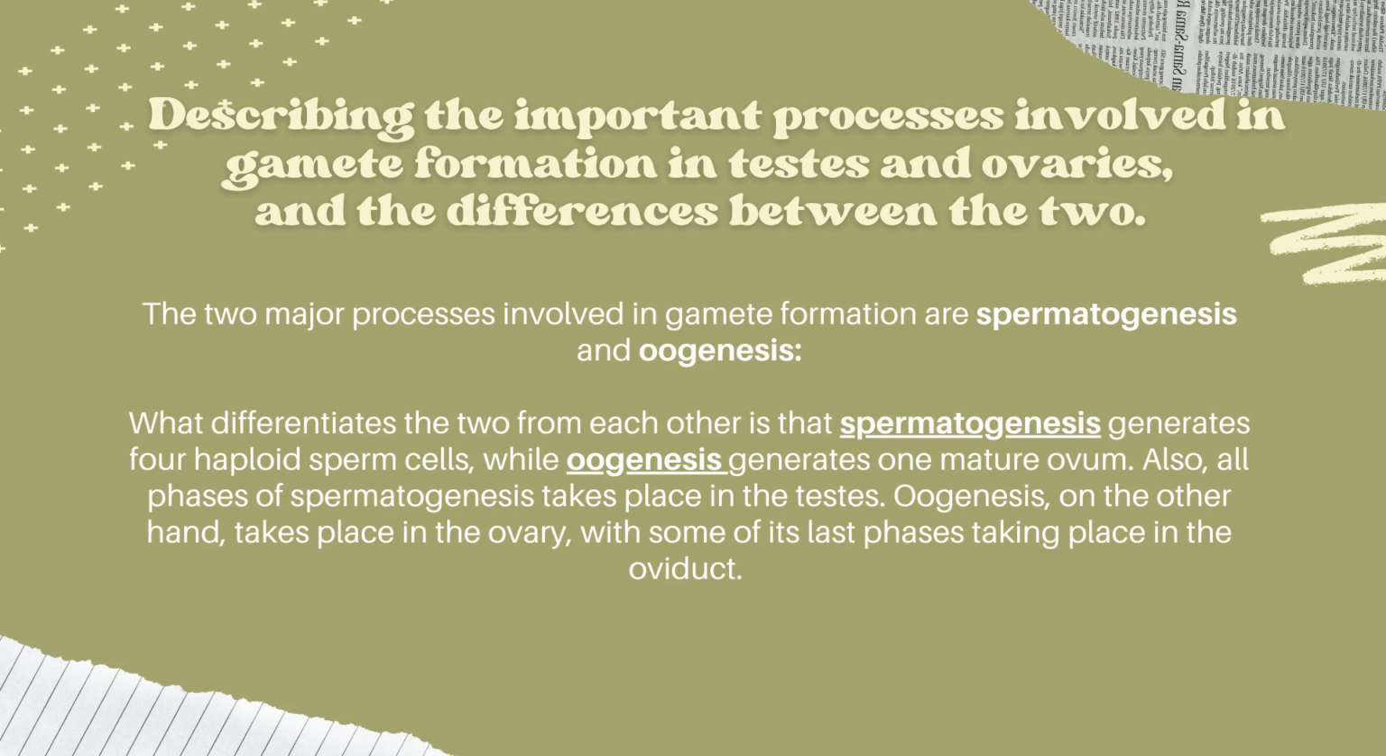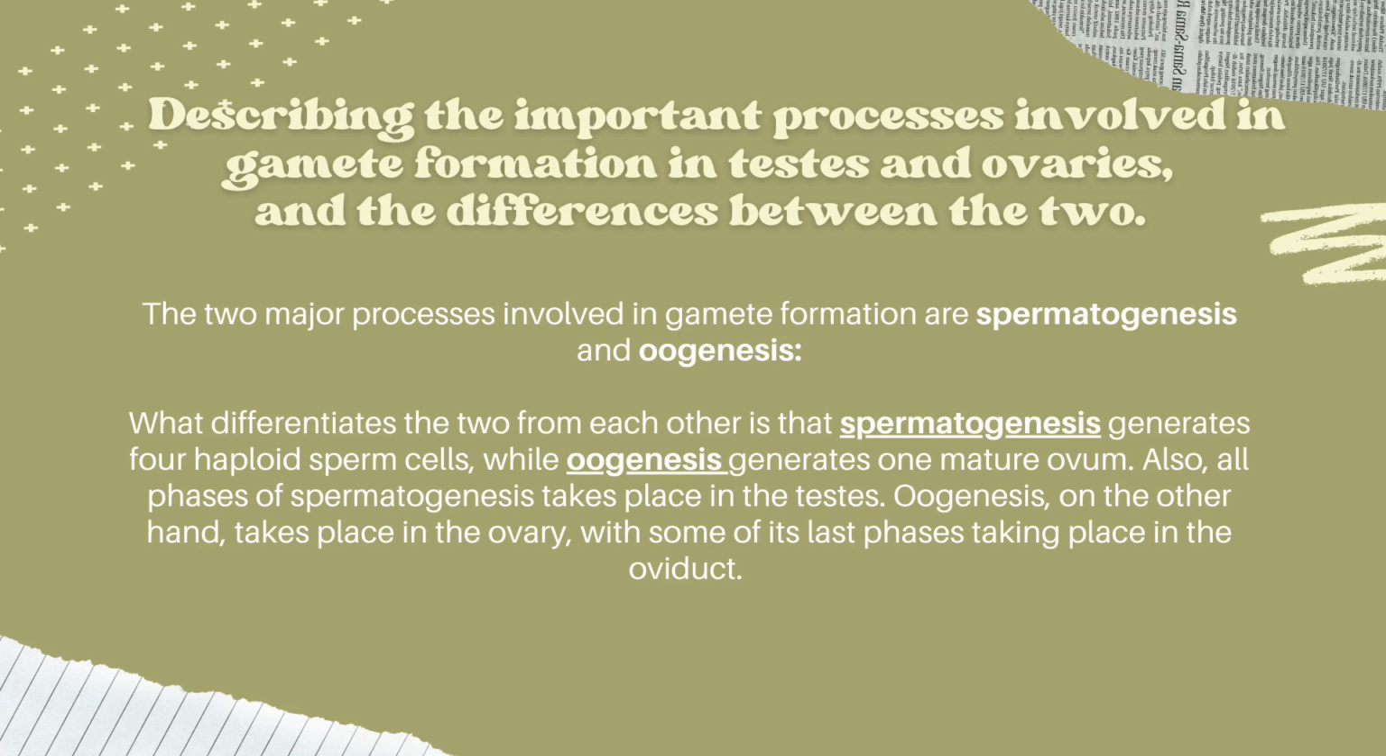The second question is about describing the important processes involved in gamete formation in testes and ovaries and the difference between the two. The two major processes involved in gamete formation are spermatogenesis and oogenesis. What are the differences? Spermatogenesis generates 4 haploid sperm cells, while oogenesis generates 1 mature ovum.